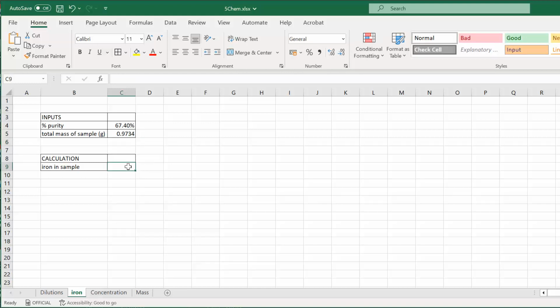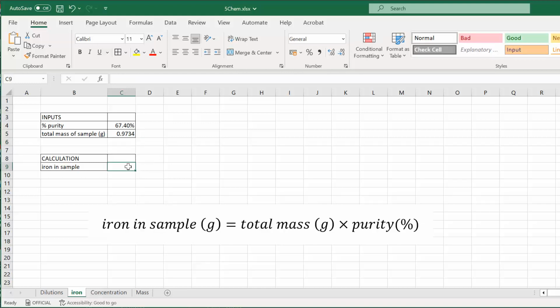So the amount of iron is total mass times the purity measured in percent, the mass times the purity. Now I'll just format that to 3 significant figures. And present the percentage value like so. And that completes the work for sheet number 2.